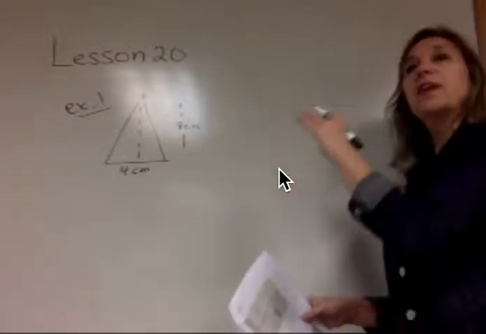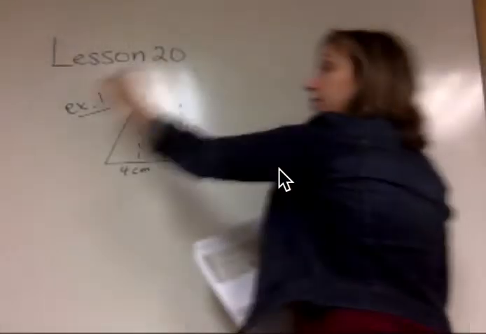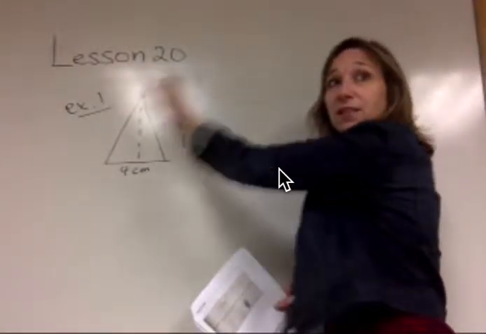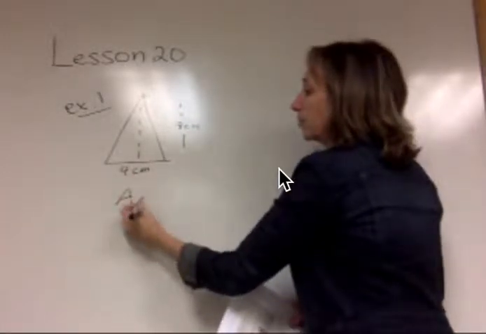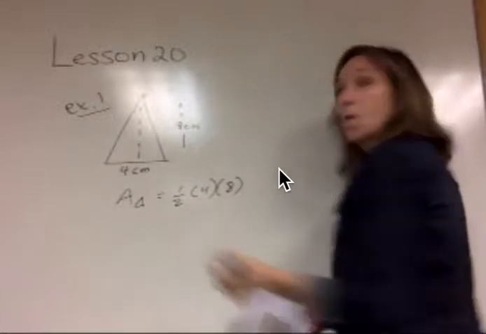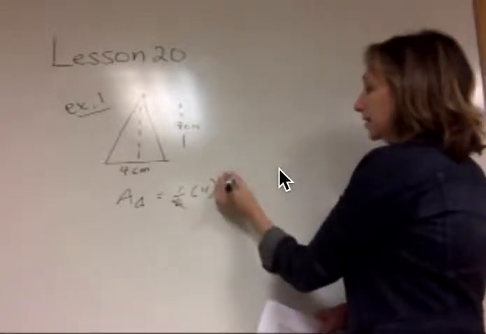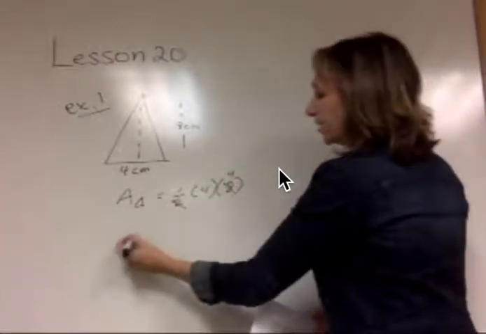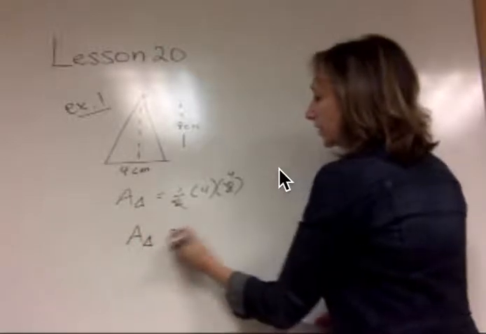So in order to find the volume, you find the area of the base, right? This is the base. So the area of the triangle is 1/2 the base times the height. And so I'm going to do this. So the area of the triangle is going to be 16.